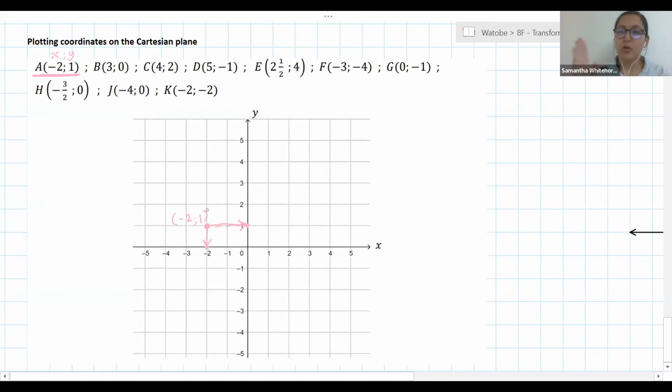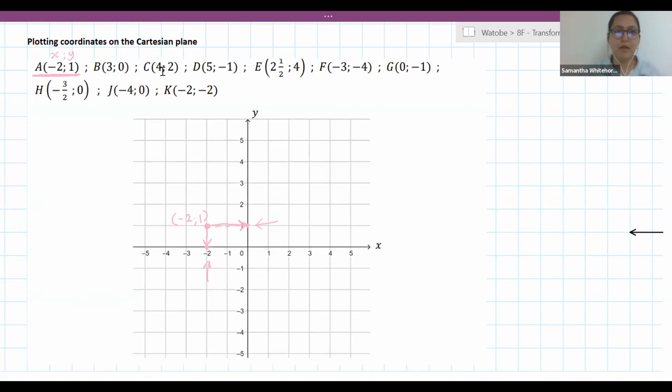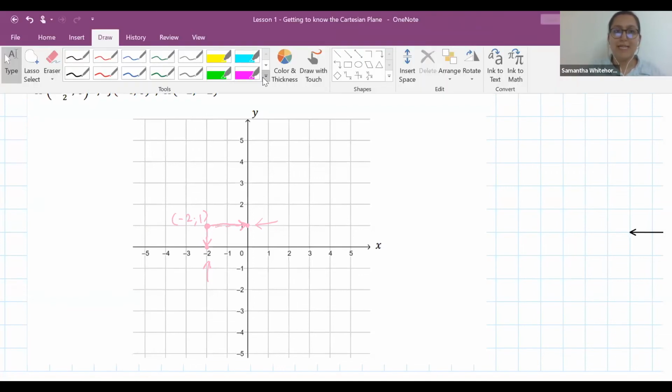All right, so we go along the x-axis to where it should be on the x-axis. In this case, it was at -2. And then we move up along our y-axis to where we should be on our y-axis, in this case, +1. And then where those two lines meet, when I read up and read across, where they meet is where my point is going to be plotted. Okay, so Tiamo, hopefully that answers your question, I hope. But that is how we would plot point A.